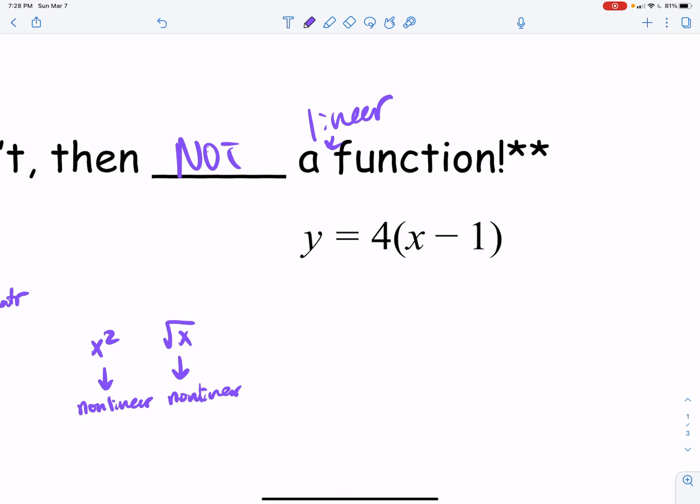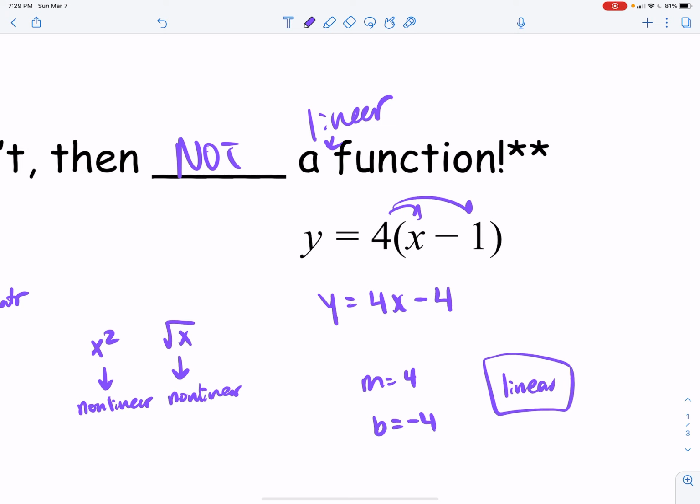So I see parentheses. Let's simplify this a little bit first. All right, so let's distribute. I get y is equal to 4x minus 4. Can I find my slope and my y-intercept? Well, yeah. My slope is 4. Y-intercept is negative 4. So is this a linear function or non-linear? This is a linear function.